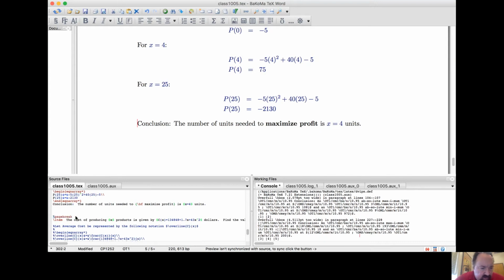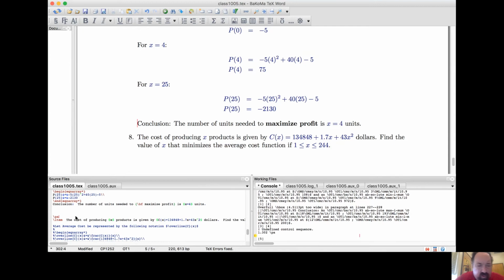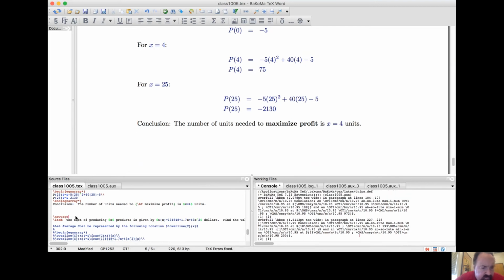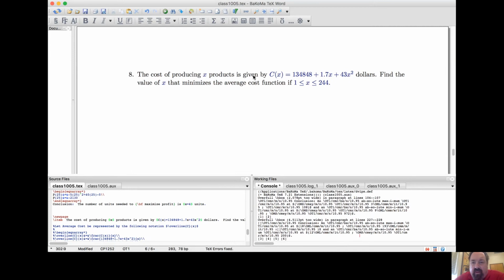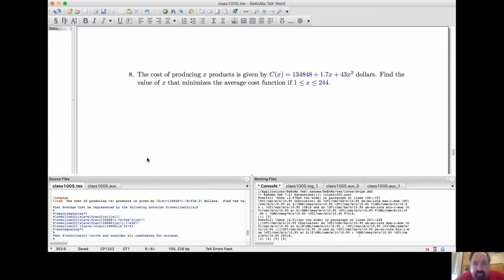Do one more. All right, so here's a cost function. Here we want to minimize cost. We're looking for the absolute minimum on this interval, x going from 1 to 244. But it's not just cost, I apologize, average cost.